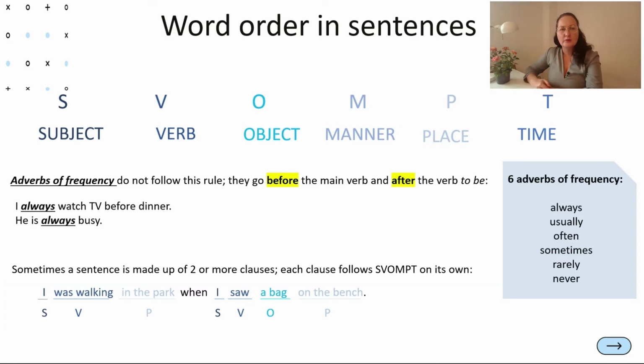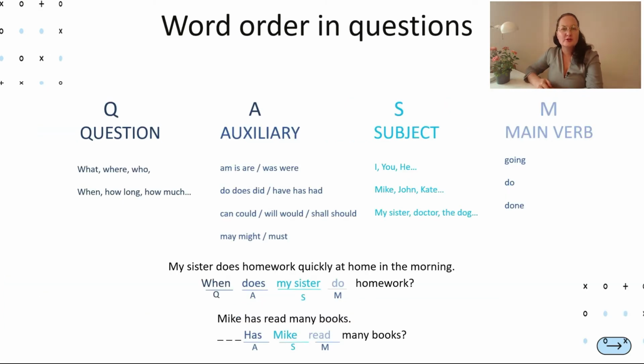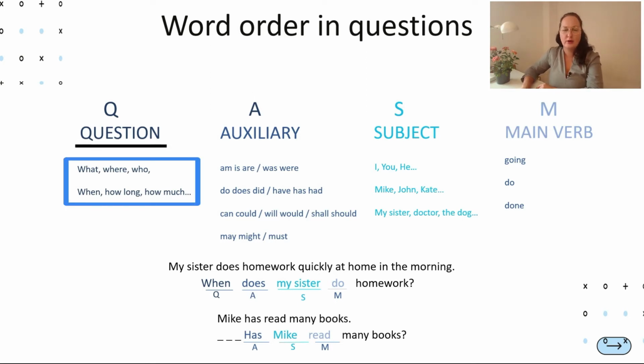Alright, and now let's talk about word order in questions. For questions we have another pattern, and it is called QUASM, where Q stands for question. Usually it's a question word like what, where, who, when, how long, or how much.